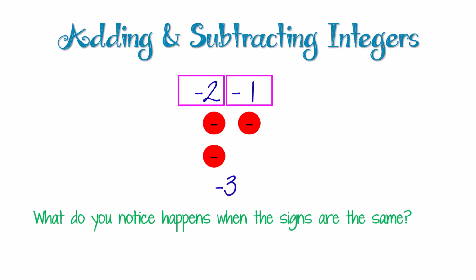So what is happening with all of these problems? All of them have the same color chip. They're both red. Both numbers are negative, or both numbers are positive. When both signs are the same, we're adding the numbers. We're adding 2 plus 1, even though there's a minus sign there. But we're keeping the answer negative because all of the numbers are negative.